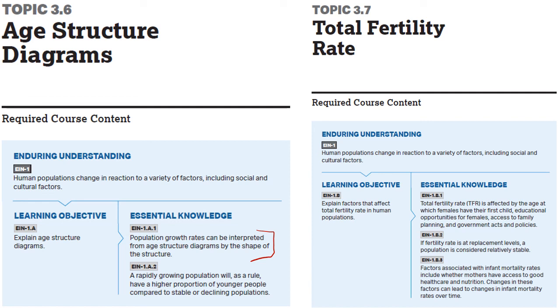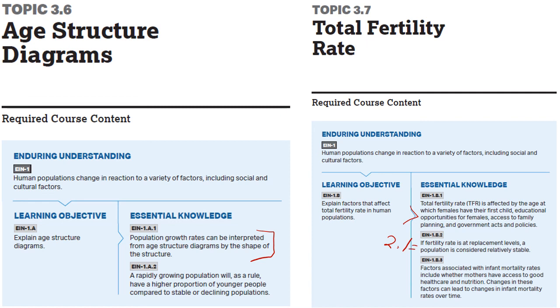Moving on to total fertility rate. Total fertility rate is affected by the age at which females have their first child, educational opportunities for females, access to family planning, and government acts and policies. Again, we'll talk about this stuff in class a little bit more. If fertility rate is at replacement levels, recall that that is 2.1, a population is considered relatively stable.